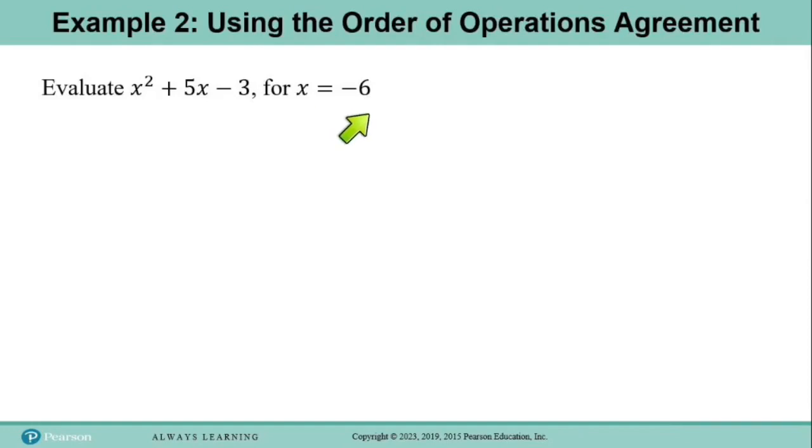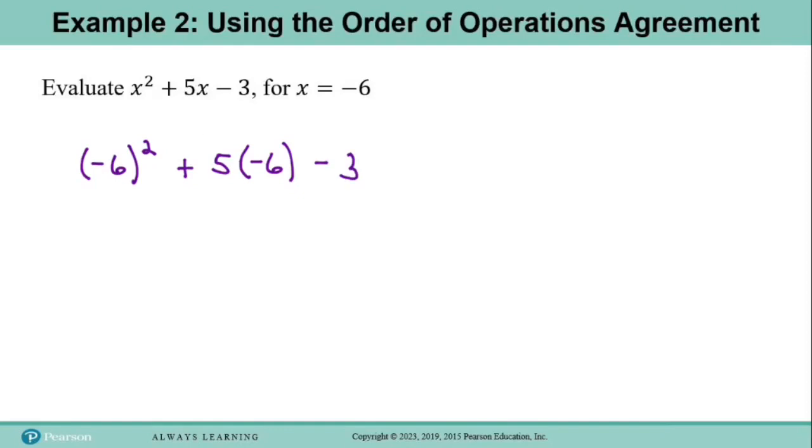We can see that the value of x that was given to us is negative 6. So we're just going to substitute negative 6 in the place of the variable. Now, in order to keep from getting my signs mixed up, I am going to put the negative 6 in parentheses every time I write it, just so that the negative doesn't get separated from the number. So x squared will become (negative 6) squared. See, the negative 6 is in parentheses, and that is important. And then I'll have plus 5 times negative 6, but I'll use parentheses as my multiplication symbol. And then I have my minus 3.